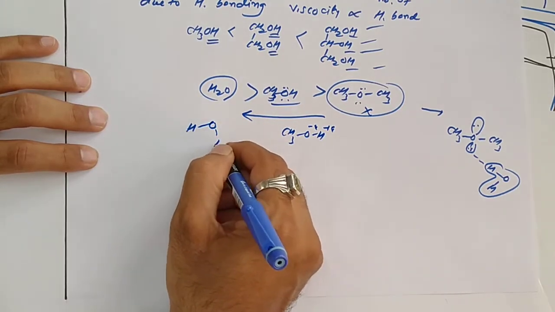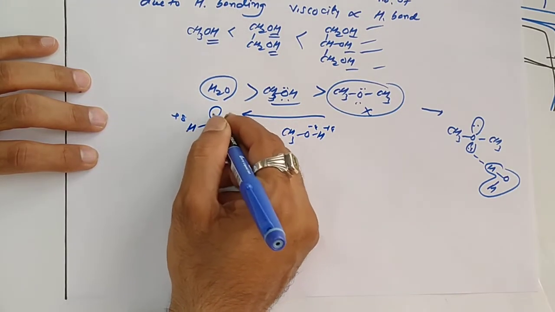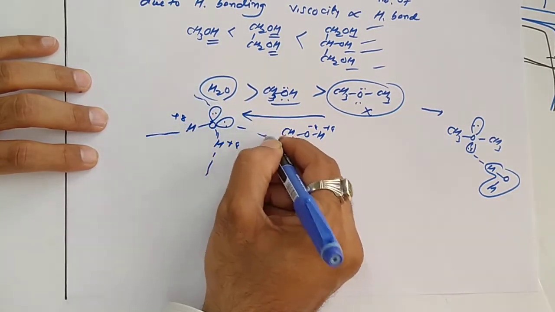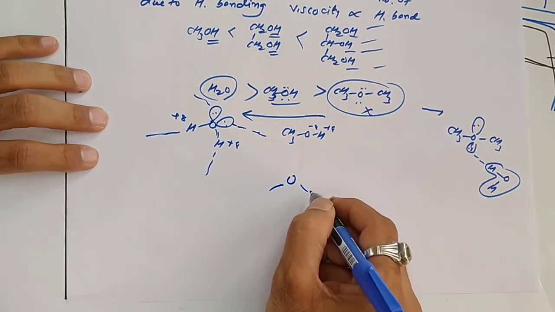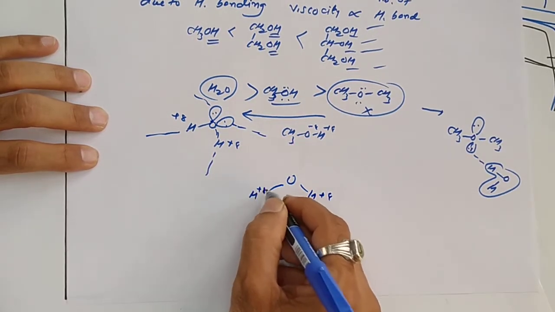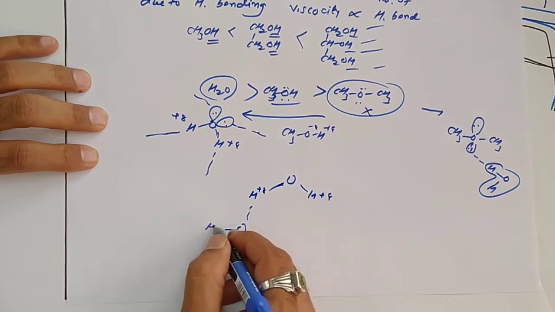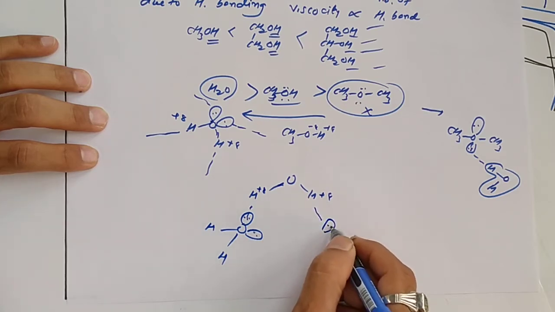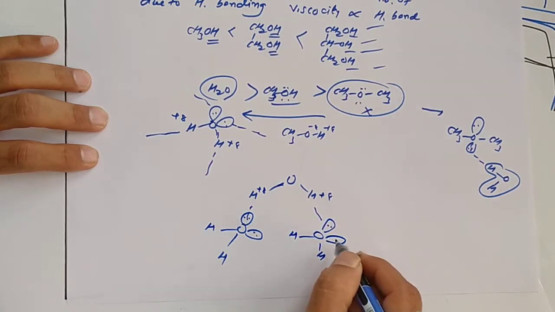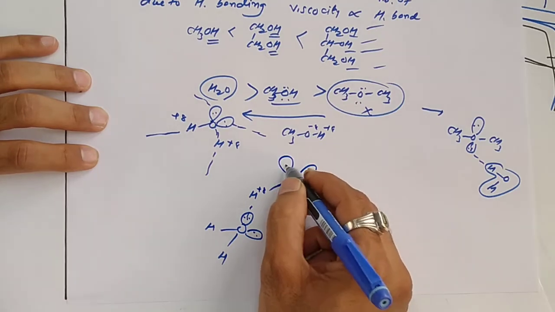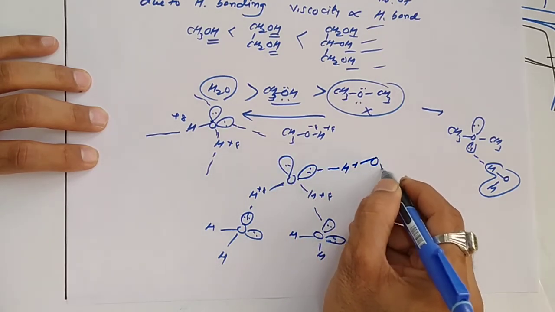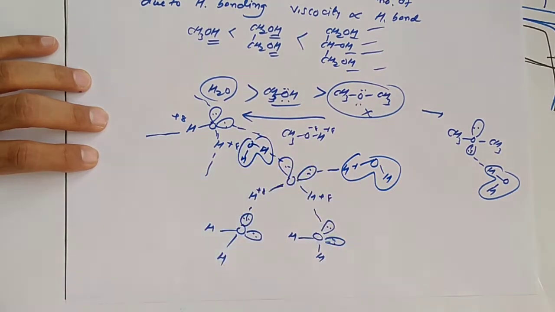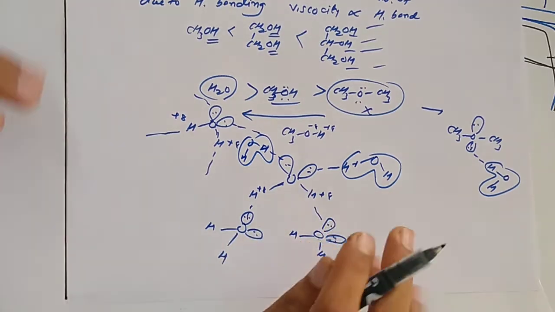In methanol there is one OH group. But in water, 2 hydrogens are partially positive and there are 2 lone pairs, so it makes 4 hydrogen bonds like this. The positive charge hydrogen attracts toward the lone pair of the oxygen, and here 2 lone pairs attract toward the positive charge of the water. So 1 molecule of water makes 4 hydrogen bonds.